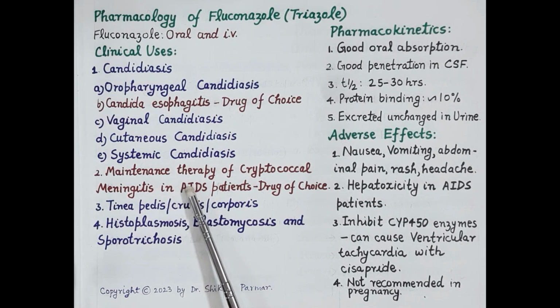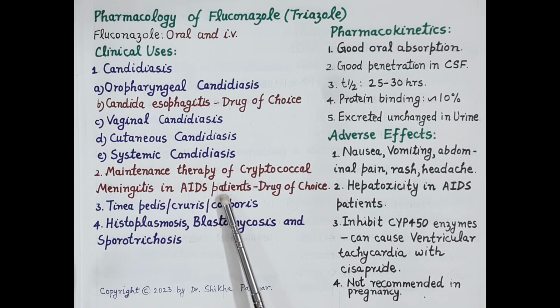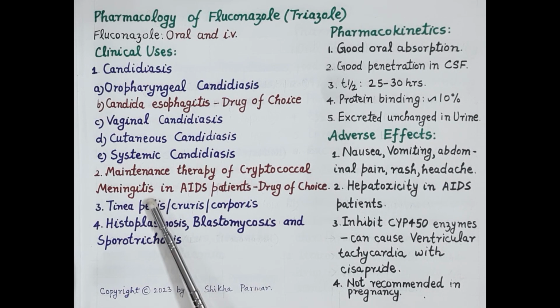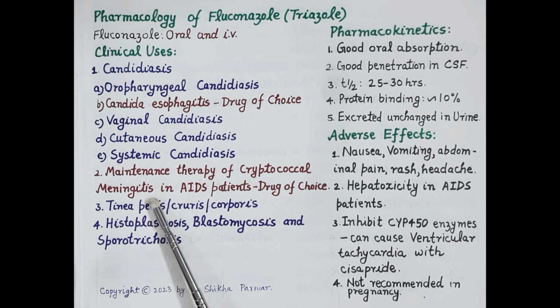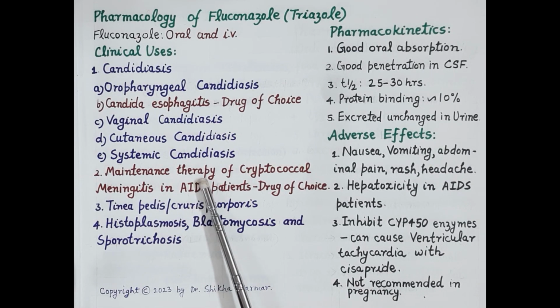Then again, fluconazole is a drug of choice in the maintenance therapy of cryptococcal meningitis in the AIDS patient. Cryptococcal meningitis is treated initially for the first 2 weeks by Amphotericin B and flucytosine. So, this therapy is called an induction therapy. After 2 weeks of induction therapy, the patient is given maintenance therapy of fluconazole. So, fluconazole is the drug of choice in the maintenance therapy of cryptococcal meningitis in the AIDS patient.